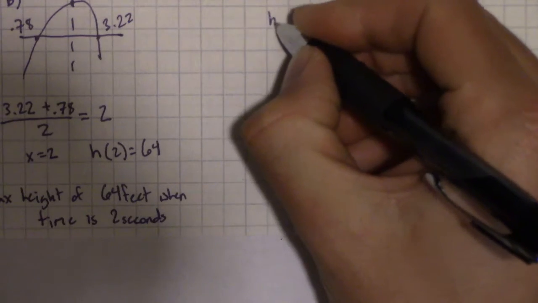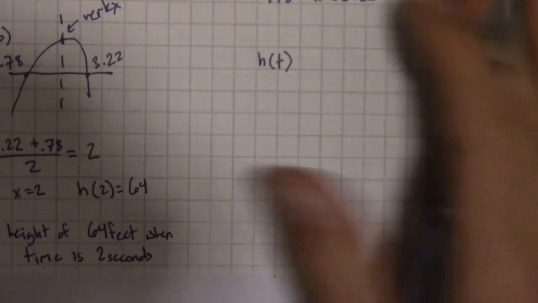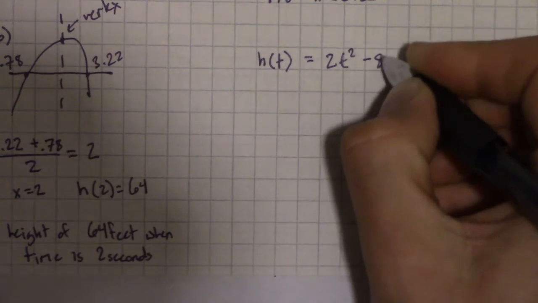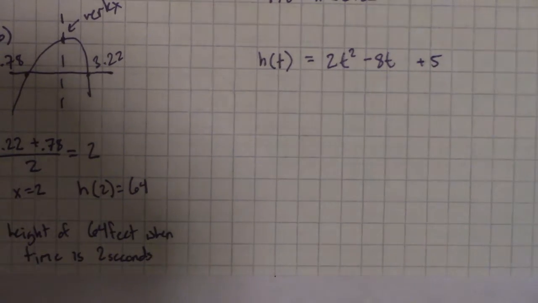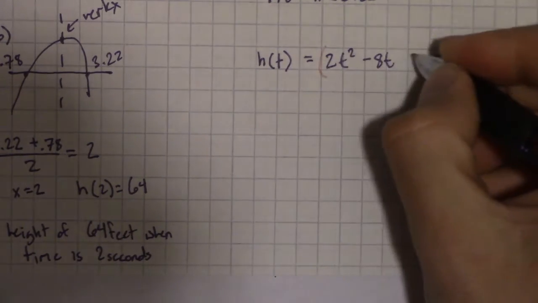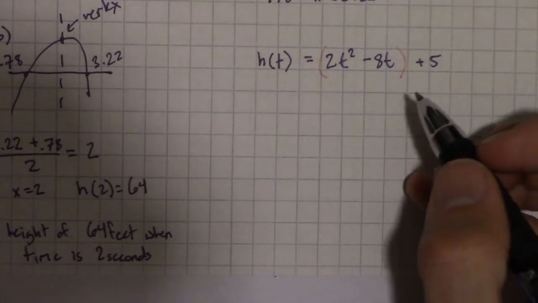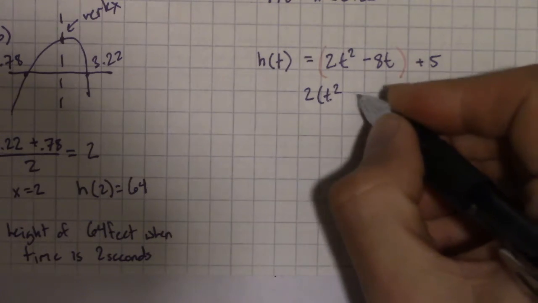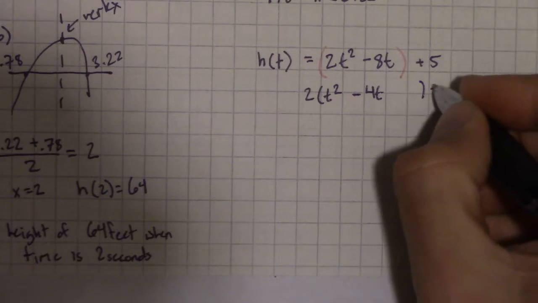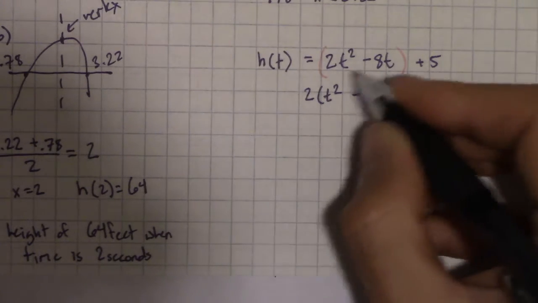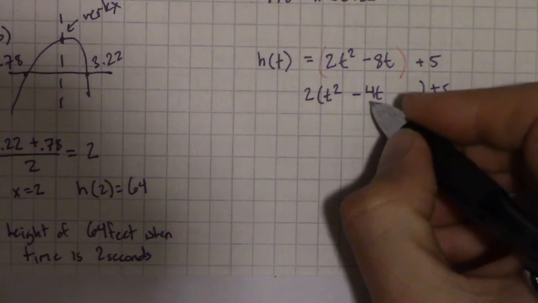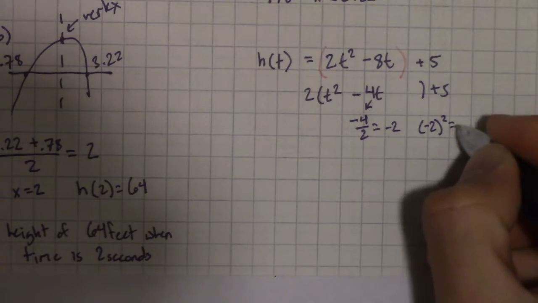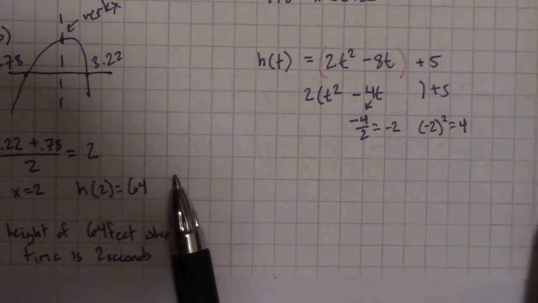So remember over here, I've got h of t equal to 2t squared minus 8t plus 5. Okay? I'm going to take parentheses around those opening terms. I've got to pull out a 2. So I've got 2 times t squared minus 4t plus 5. Thinking about distributing that 2 back, 2 times 4 gives me 8. Negative 4 over 2 equals a negative 2. Negative 2 squared equals 4. So that means I need to add 4.